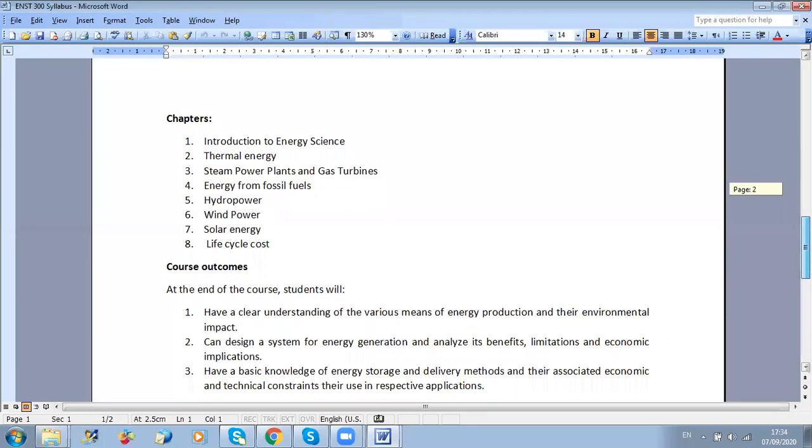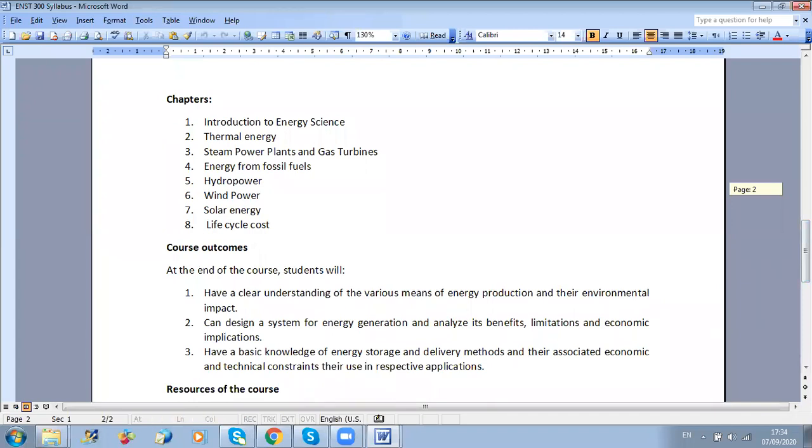Now, concerning the chapters we will cover, we have first an introduction to energy science. This will be the first chapter. Then we will go over thermal energy. Then we will study steam power plants and gas turbines. We'll see how they function, what their cycles are, and what the efficiency of these devices is.